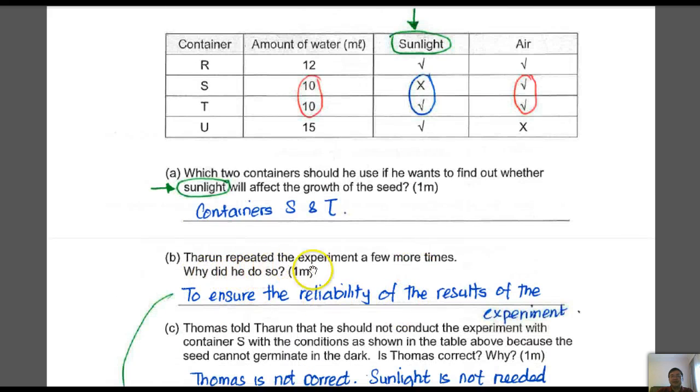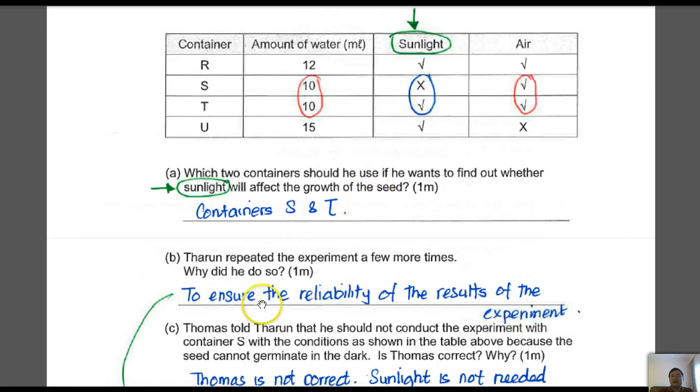Tarun repeated the experiment a few more times. Why did he do so? Okay, the best answer is sometimes the answer may change your results. Remember, it's talking about the results. It is not whether this thing works or not works, but it's the results. The results got to turn out that a plant doesn't need light to germinate, and whether you give light or don't give light, it germinates.